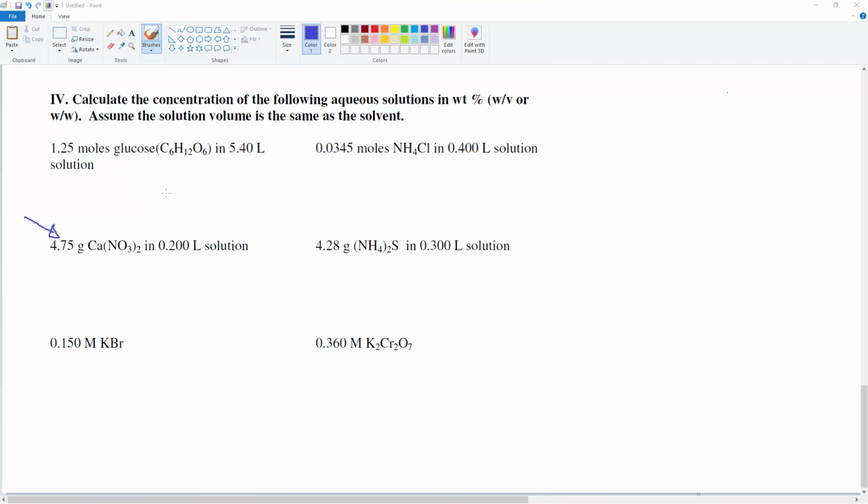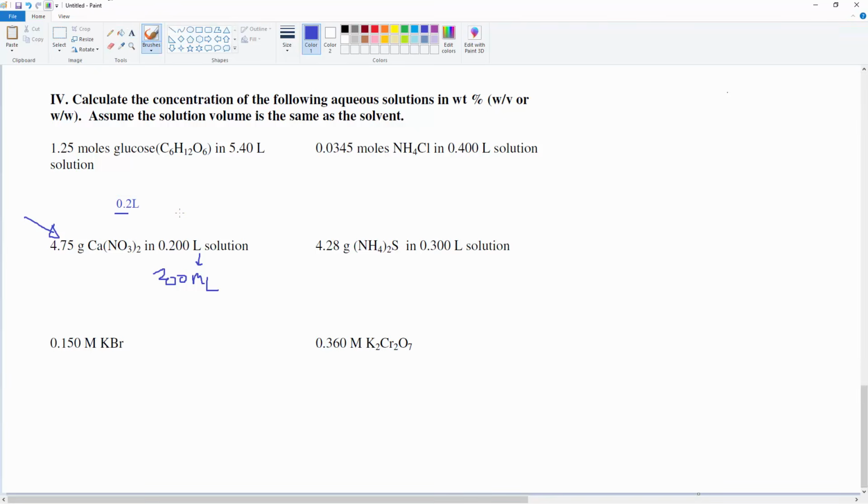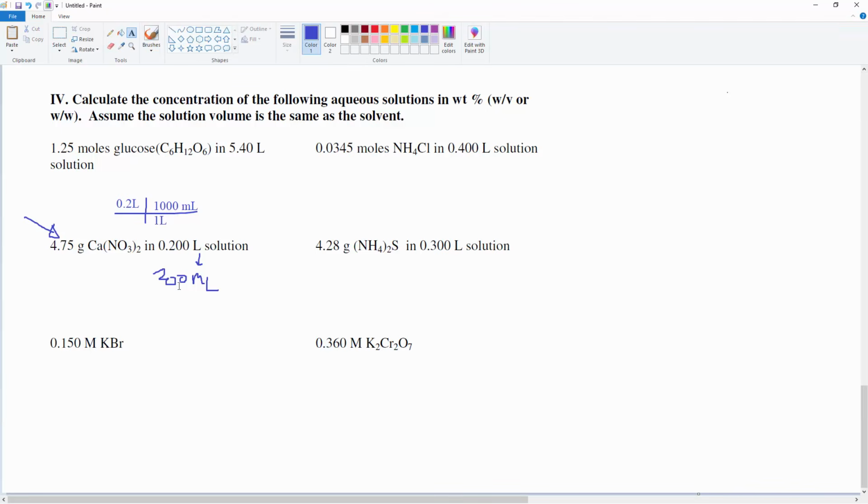Yeah, Nicole and Erica, you guys are exactly right. You're going to take your liters, convert it to milliliters, and then now that you have grams and milliliters, no big deal, right? So 0.2 liters is 200 milliliters. You can do 0.2 liters times 1,000 milliliters per 1 liter. That's how we got to 200 milliliters. And so then you just stack them, right?